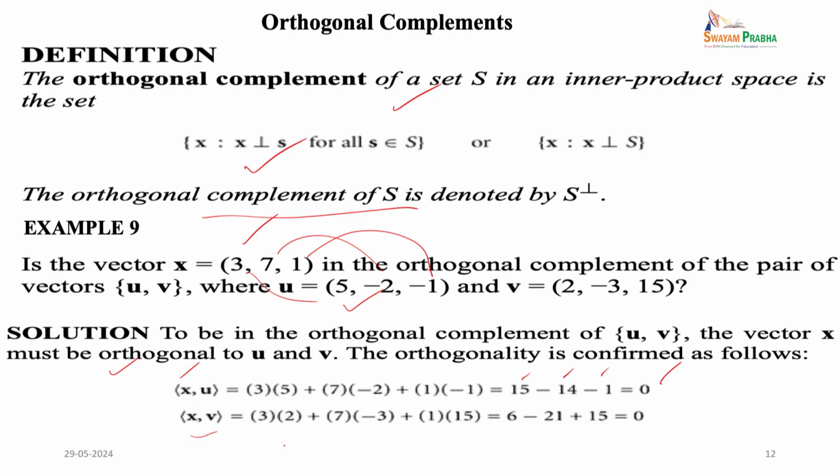Similarly, take x and v and find the inner product. x is 3, 7, 1 and v has these values. So, 3 into 2, 7 into minus 3, 1 into 15. After simplification, 6 minus 21 plus 15 equals 0. They are orthogonal to one another.